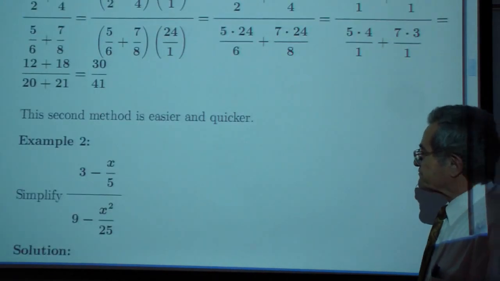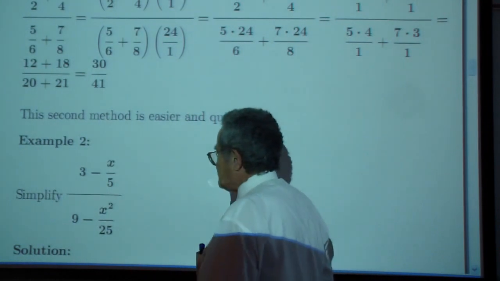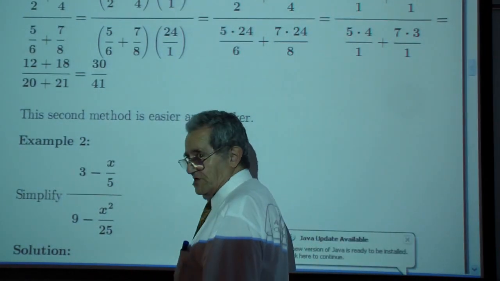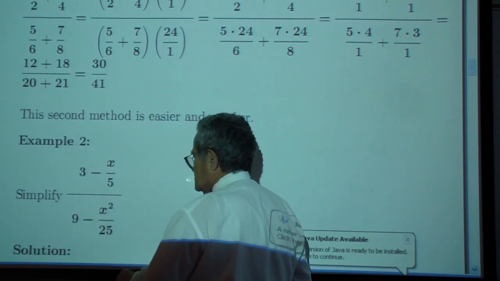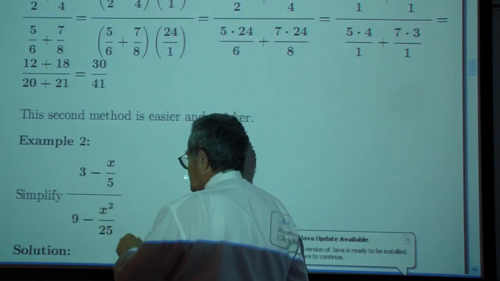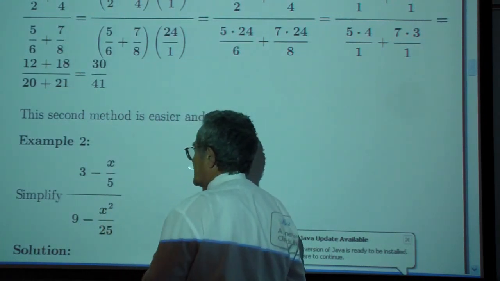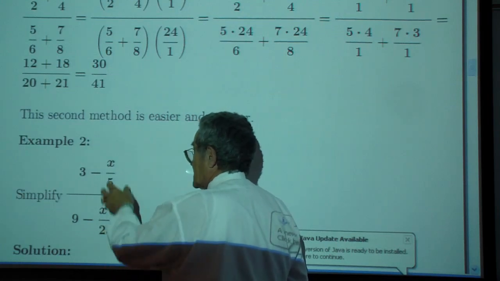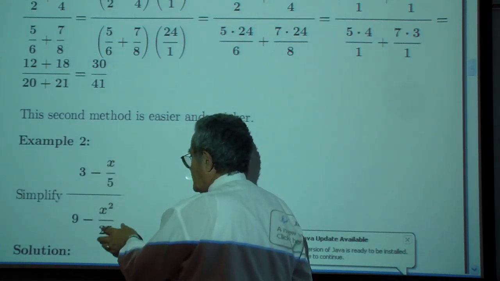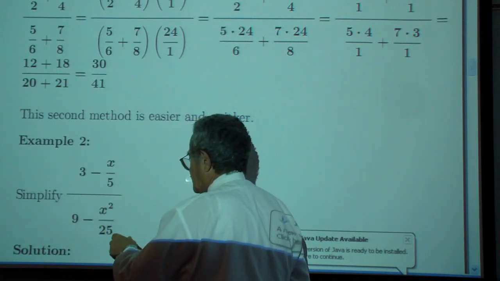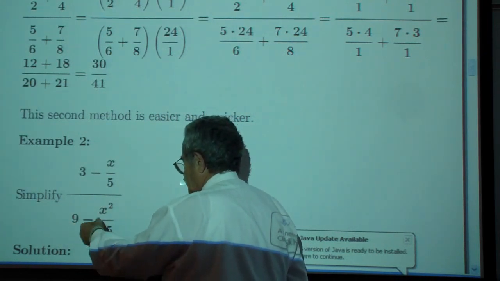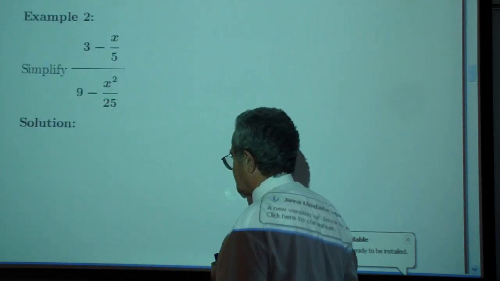Example 2. If you know your factoring real well, you realize that the denominator is a difference of 2 squares. 3 plus x over 5 times 3 minus x over 5. And 3 minus x over 5 drops out, it's 1. You're left with 1 over 3 plus x over 25. Or you can make a common denominator and quickly you get the answer.